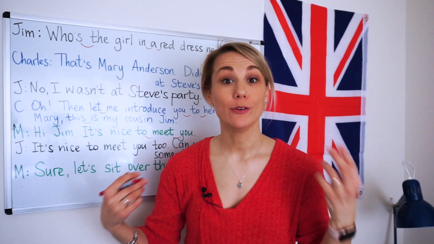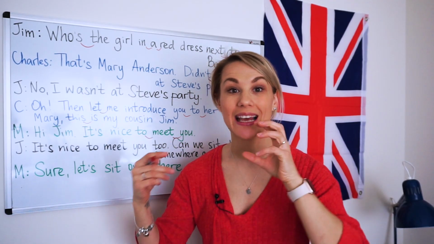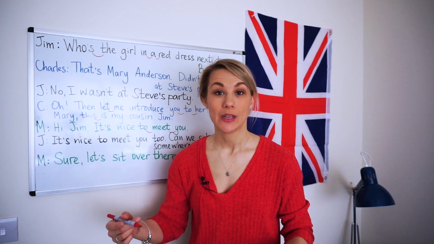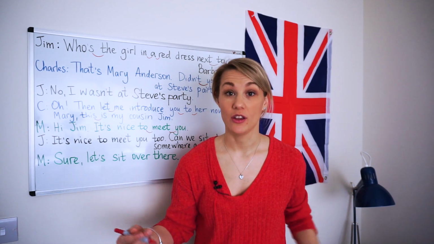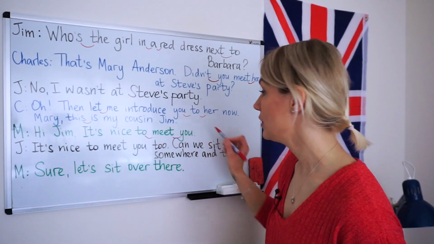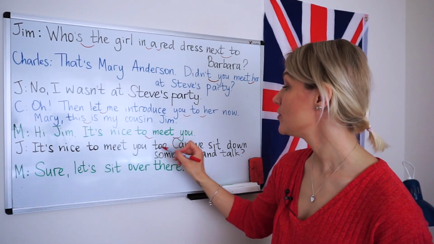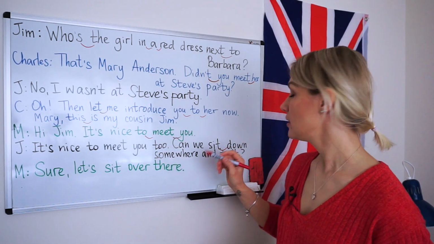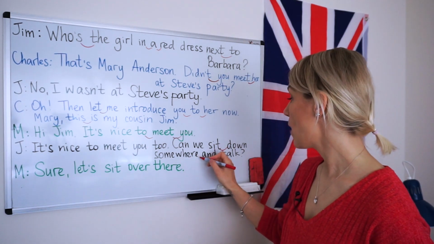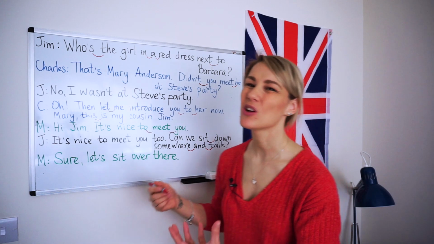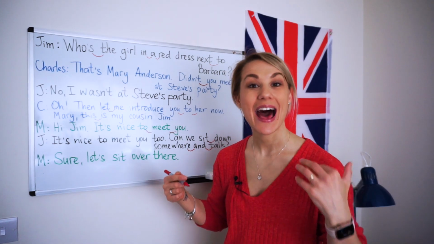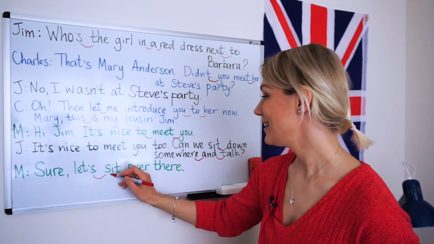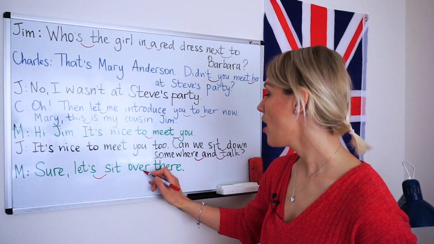To meet you. When you know those little tips and tricks about connected speech in English, it's easier to speak quickly. So instead of to meet you, we say to meet you, and then we repeat it. It's nice to meet you too. We stress it. Can we sit down? Not sit down. Sit down somewhere and talk. It's almost never and. It's and talk. Sure. Let's sit over there.